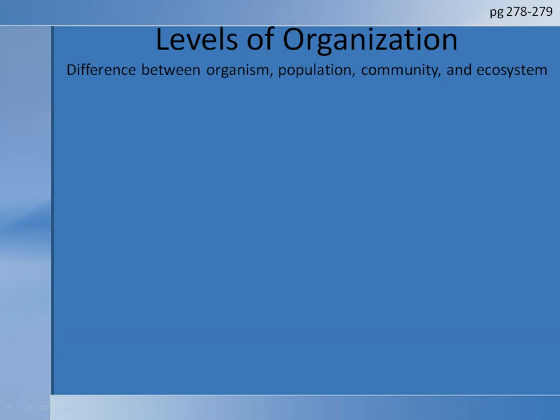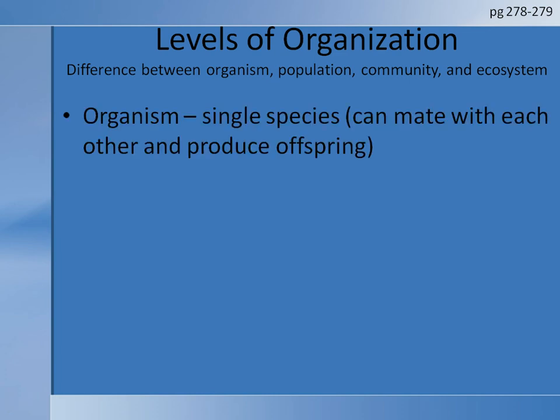Now when we look at the different organisms, we can classify them into different levels of organization. Specifically, an organism, which is the first or lowest, most specific level, is a single species, which of course means that they can mate with each other and produce offspring. So any organism that is related to that point is considered a species.